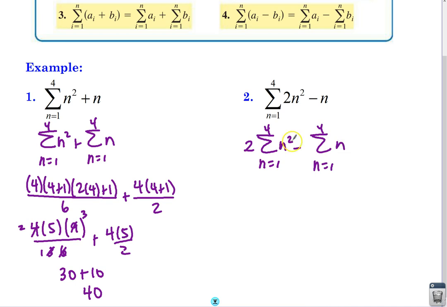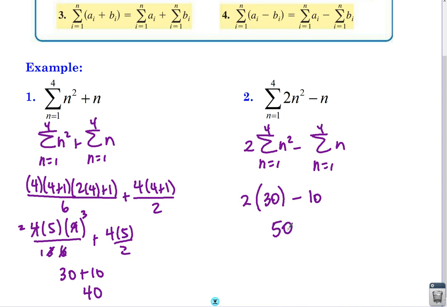Well, luckily, I just did this and this one. So I can plug those numbers in from over here. So 2 times the summation of n squared from 1 to 4, which was 30, minus the summation of n from 1 to 4, which was 10. So 2 times 30 minus 10 gives me a total sum of 50.